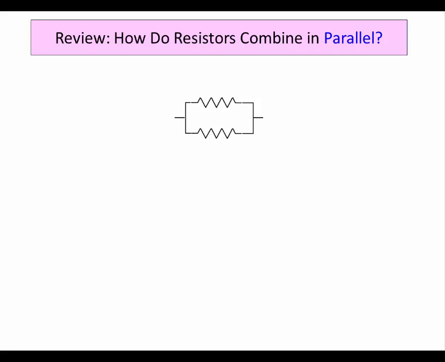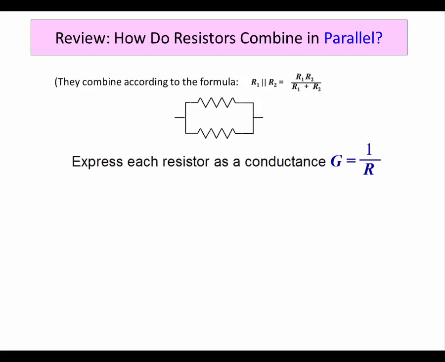How do resistors combine when they are connected in parallel? The answer is a little bit more complicated. They combine according to the formula R1 in parallel with R2 is equal to the product R1 R2 over the sum R1 plus R2. This formula is not as complicated as it may seem.